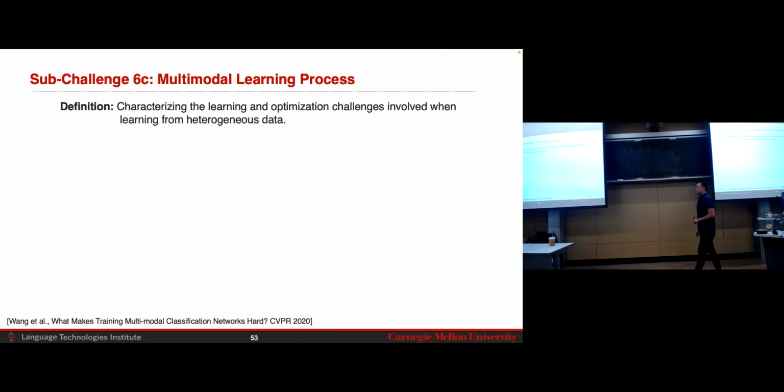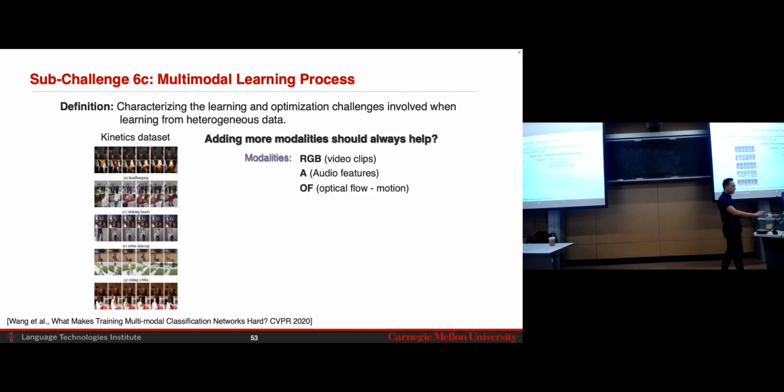Okay, very quickly, the last sub-challenge, the learning process. The learning process is all about characterizing the learning and optimization challenges when you start learning from multimodal data. And here's perhaps a compelling example to kickstart this discussion.